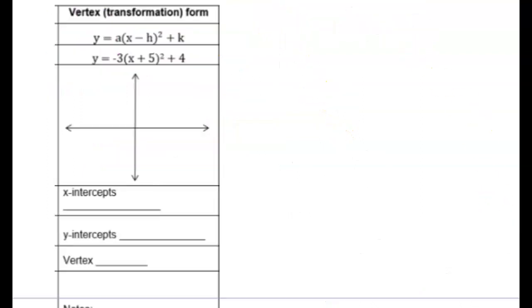Let's move on. This is vertex form, which seems like it should be the nicest one of all. It tells us h and k right here, but be careful, it is the opposite of h. So h is what? H is -5, k is +4. So our vertex is at -5, 4. And I'm just going to sketch because this is a mess. -5, 4 would be somewhere over here.